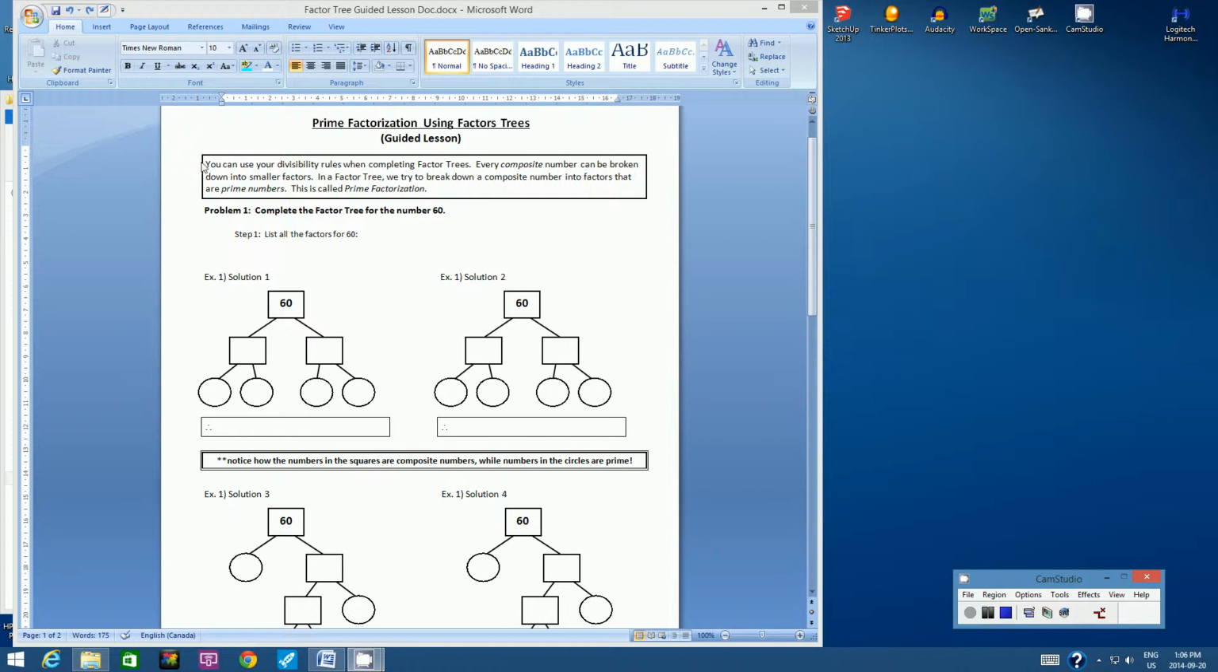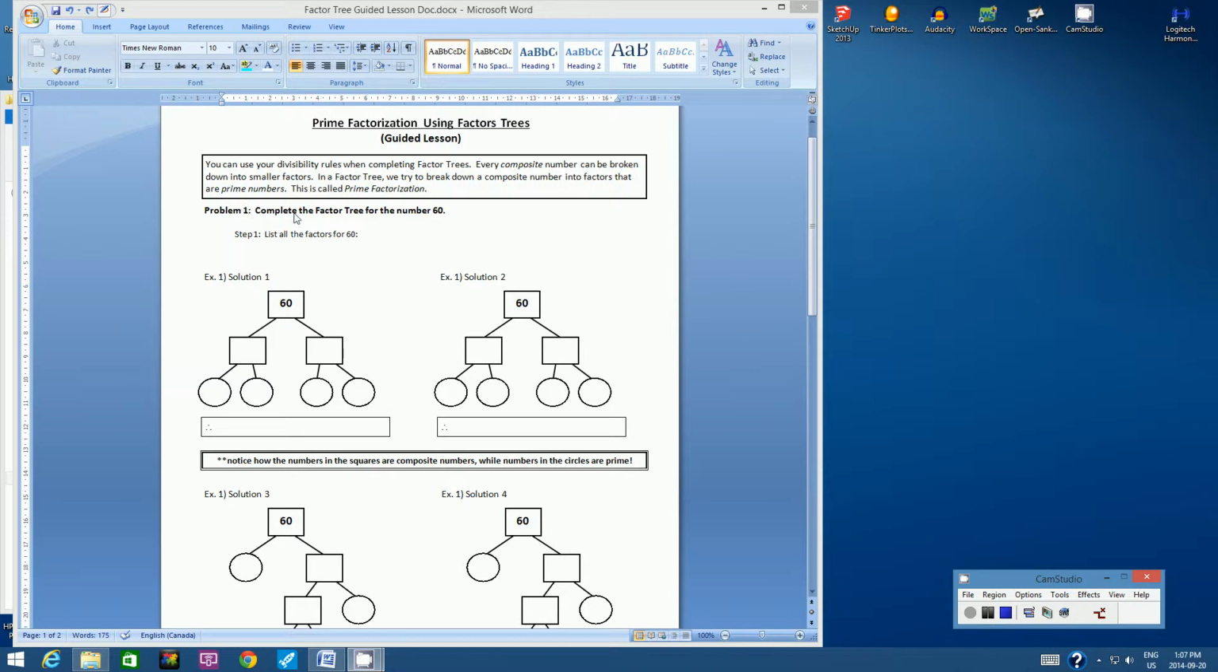I'm going to read this introduction at the top. You can use your divisibility rules when completing factor trees. Every composite number can be broken down into smaller factors. In a factor tree, we try to break down a composite number into factors that are prime numbers. This is called prime factorization.